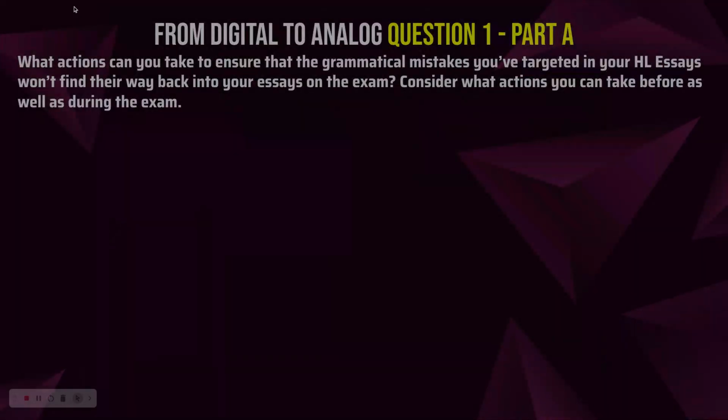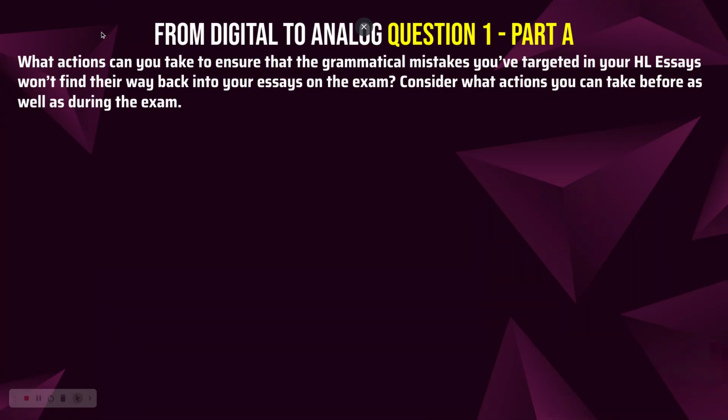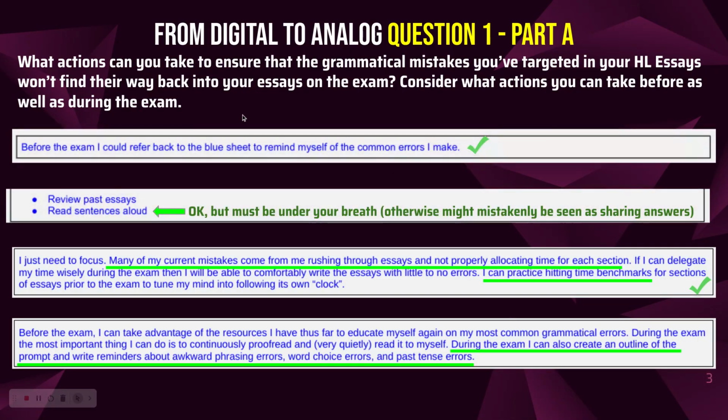Okay, so first, looking at your reflection from last week, there was that digital to analog question where it said, what could you do before as well as during the exam to make sure that you didn't continue to make grammatical mistakes, even if you don't have digital resources at your disposal. Here are a couple of really good ideas that people had written down, and I just kind of wanted to share them out just in case people felt stuck. One person wrote, before the exam, they could refer back to the blue sheet to remind them of what their common errors were. Another person said that they would review the past essays as well as read their sentences aloud.